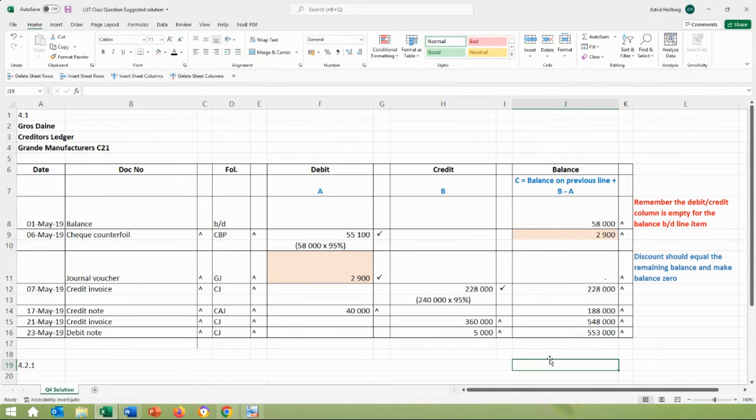Okay, any questions on part A of this question? How to do your creditors ledger? Any questions so far? Okay, let's move on to question 4.2.1.